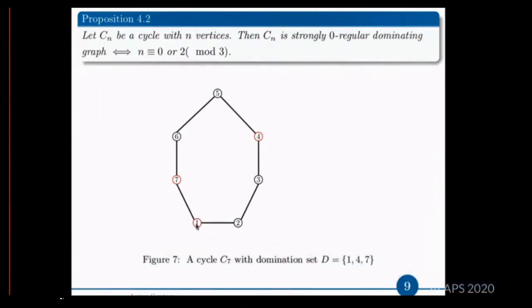We can get the dominating set as 1, 4 and 6 also, which is going to be zero regular, but for this to be strongly zero regular dominating, every dominating set should be zero regular. So here it is not strong because there exists a dominating set whose induced subgraph is not zero regular.